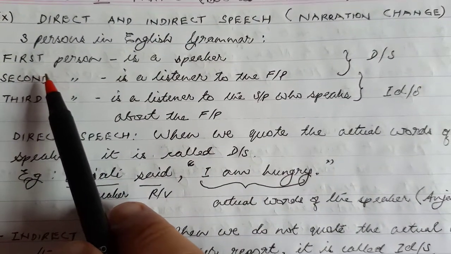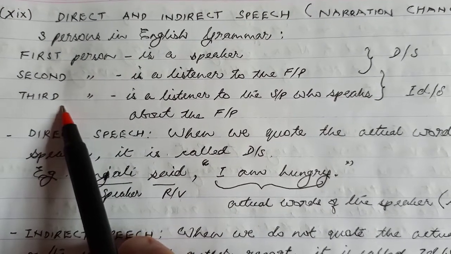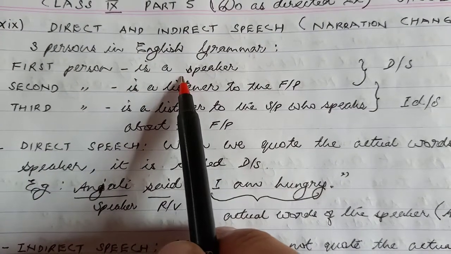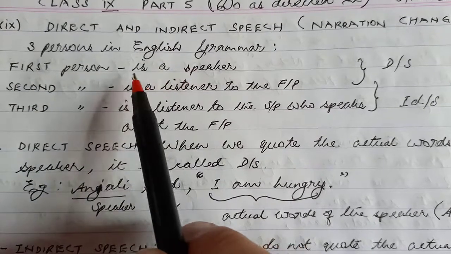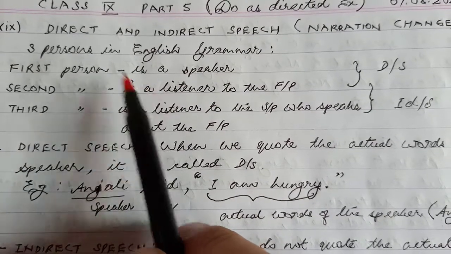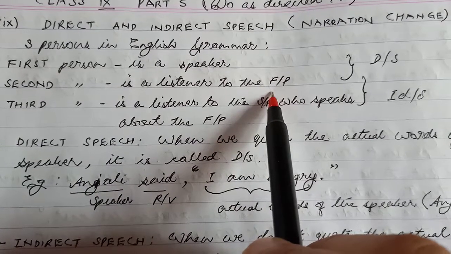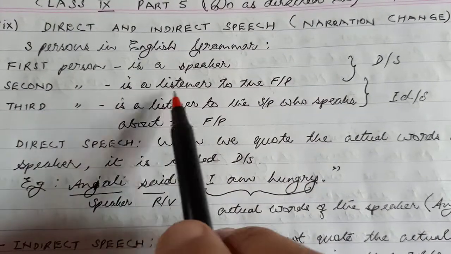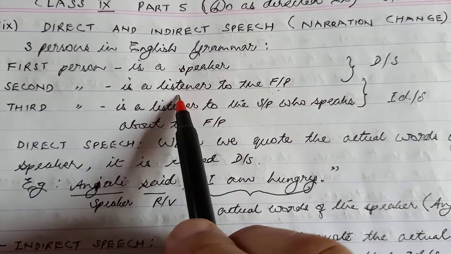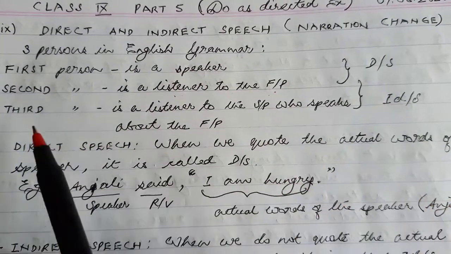So the three persons in English grammar are first person, second person, and third person, right? So first person is a speaker, right? The one who is generally speaking is a first person. Okay, so take an example. Right now I'm speaking to you, so I'm the first person, right? Second person is a listener to the first person, right? So who is the second person? A second person is a listener to the first person, right? So you are listening to me, right? So you are the second person now, and I am the first person. So you are listening to me, right?